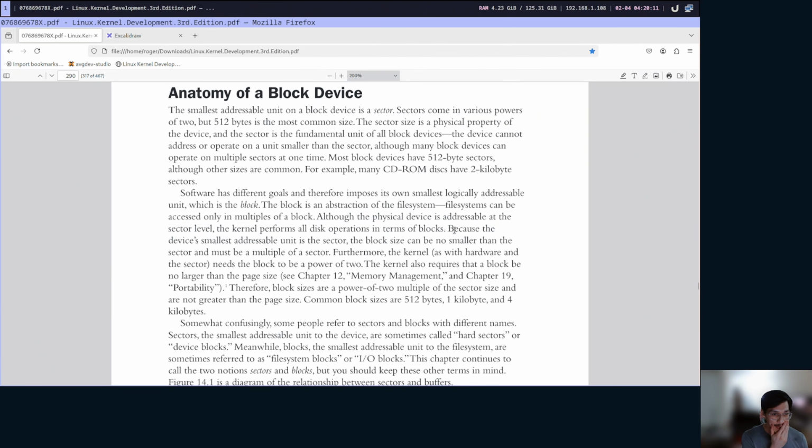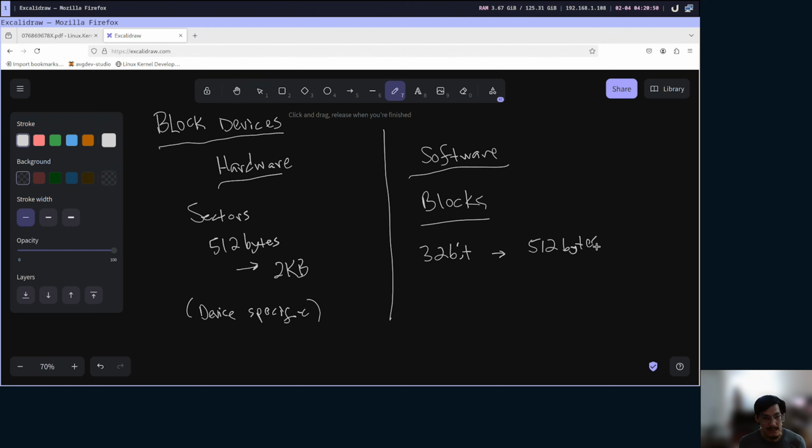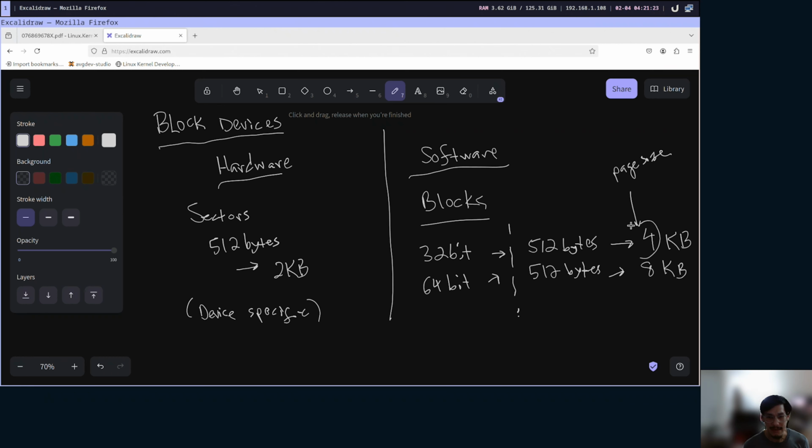So important is that in software, if you have a 32-bit system, your block can either be 512 bytes, which is what a sector is, depending on the device, all the way up to 4 kilobytes. Versus on a 64-bit system, you can have 512 byte blocks all the way up to 8 kilobytes. These are just the page size, right? Page size. And that makes sense because in virtual memory, you're moving pages in and out, so you'll need to be able to address blocks in some sort of multiple up to that page size.